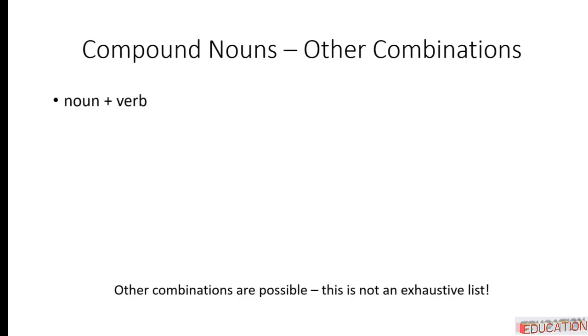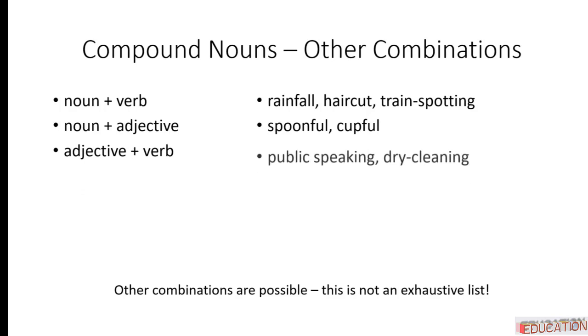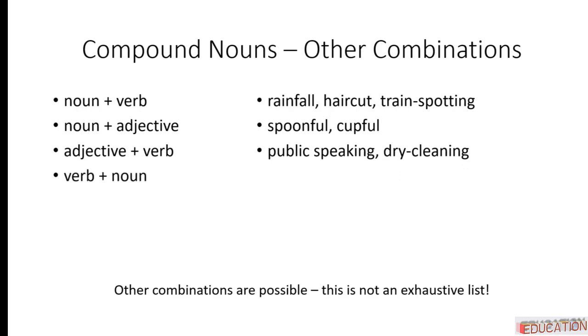We can combine a noun and a verb. For example, rainfall, haircut, train spotting. We can combine a noun with an adjective: spoonful, cupful. Combine an adjective and a verb: public speaking, dry cleaning. We can make a verb and a noun combination: washing machine, driving license.